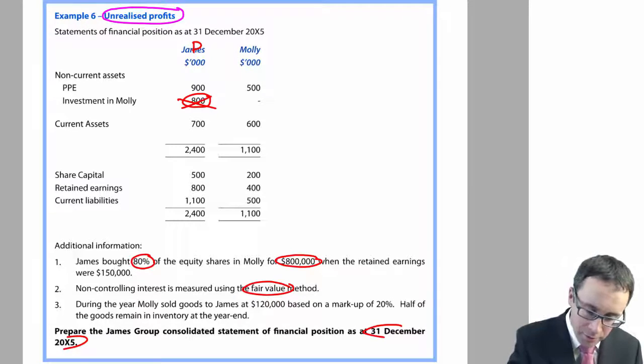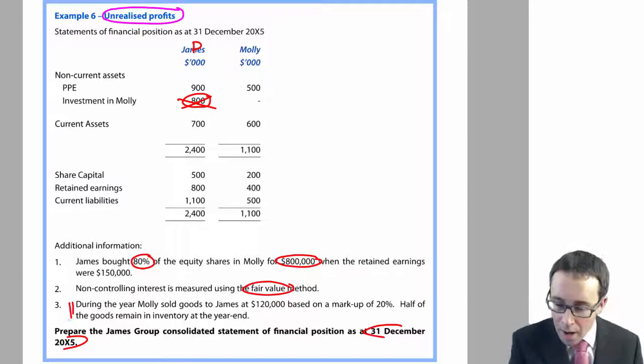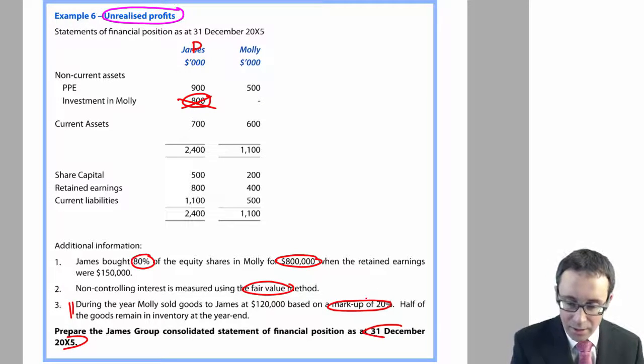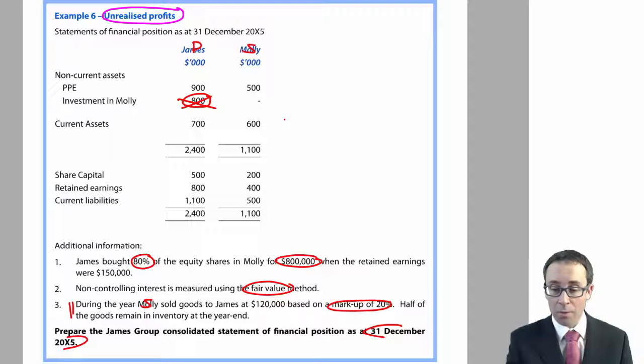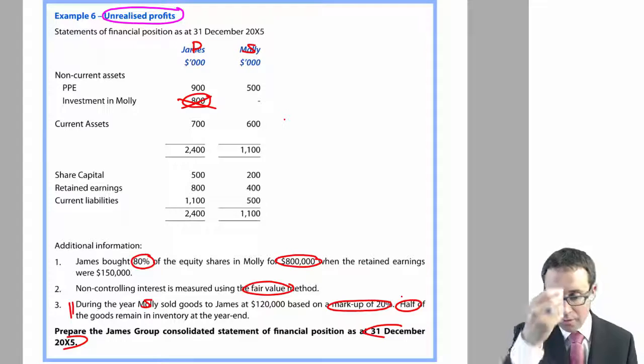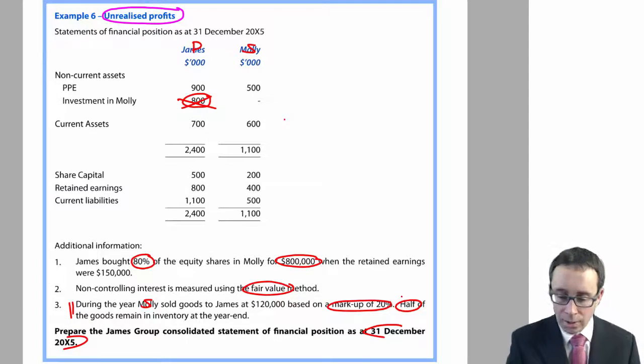And then the new bit, I suppose, it says during the year, Molly sold goods to James at 120 based upon a markup of 20%. So Molly sold the goods. Molly is the sub, isn't she? At 120, markup of 20%, and half of the goods are still there in inventory. Okay, so we have a PUP adjustment that we will need to calculate. Okay. S sold the goods to P, so we need to adjust S's profits, don't we? So let's go through, do all the various bits and pieces. We'll do the consolidation at the end. Let's just focus on the workings, because I think that's the important aspect, isn't it?